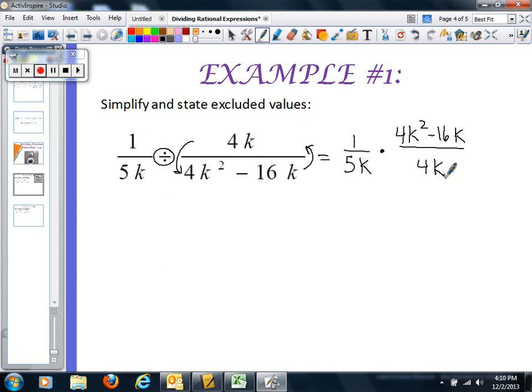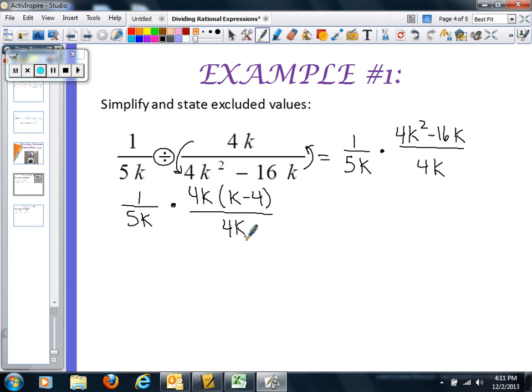And when we go ahead and do this, now at this point it's just a multiplication problem, which you guys have already done. So this shouldn't be all that difficult. So now we're going to go ahead and factor this. So we've got 1 over 5k times 4k I can pull out, and I'm left with k minus 4 all over 4k.